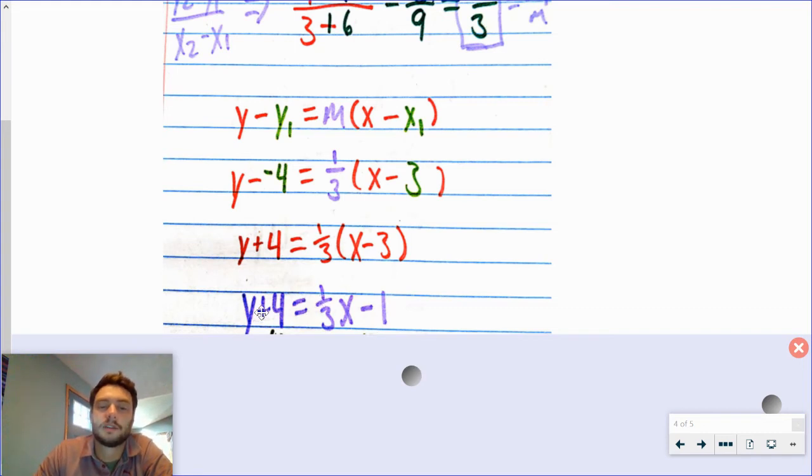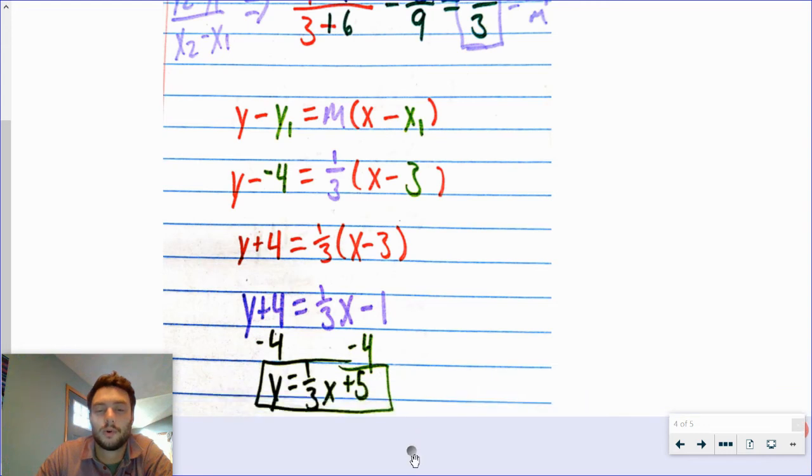And finally, to get y by itself, we need to get rid of that 4. So if I subtract 4 on both sides, boom, we subtract 4 on both sides, -1 minus 4. Whoa, that's a -5. All right.